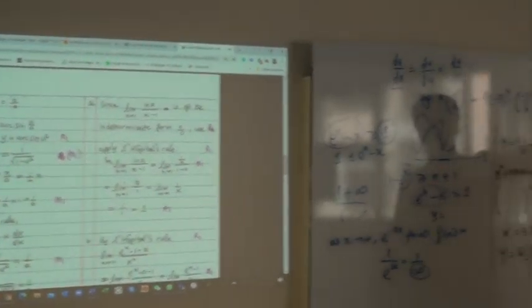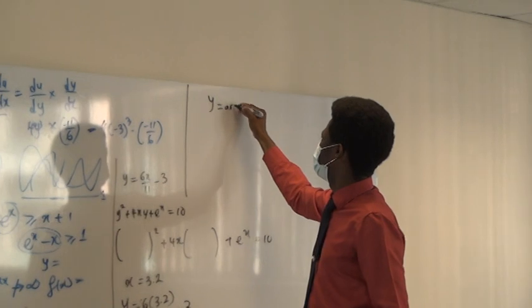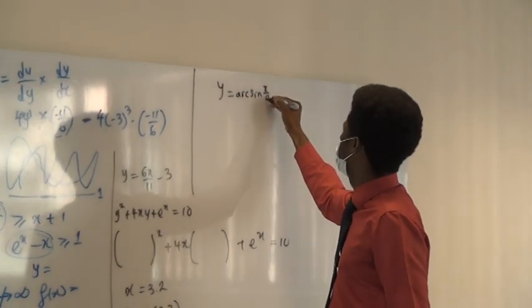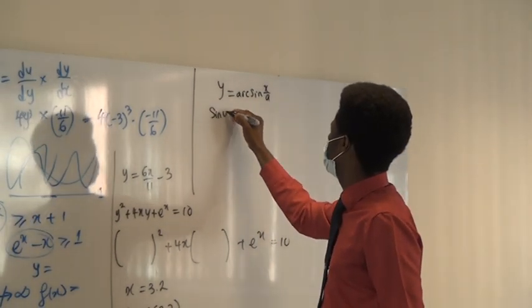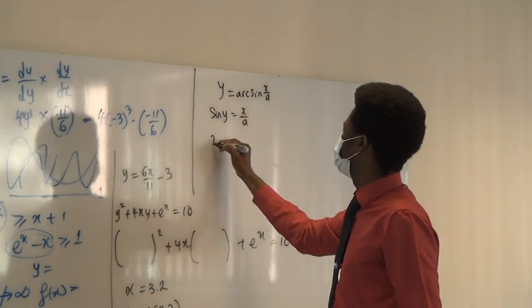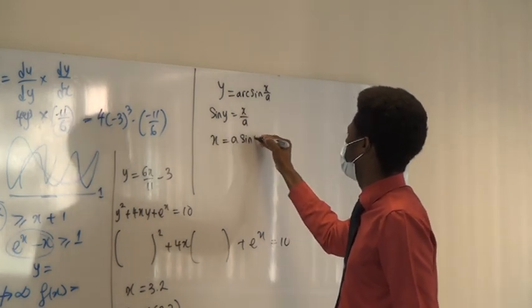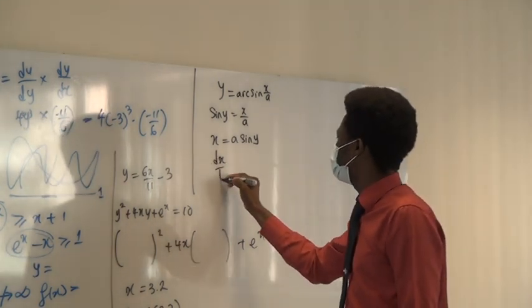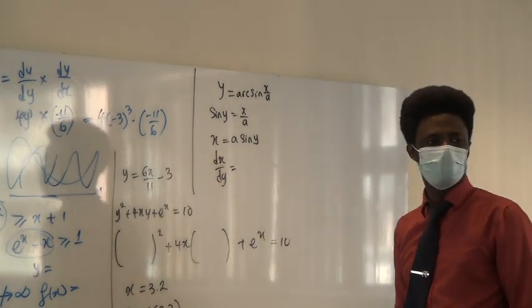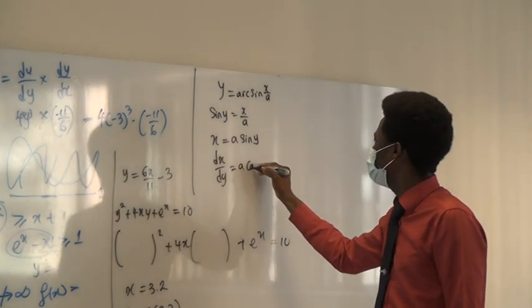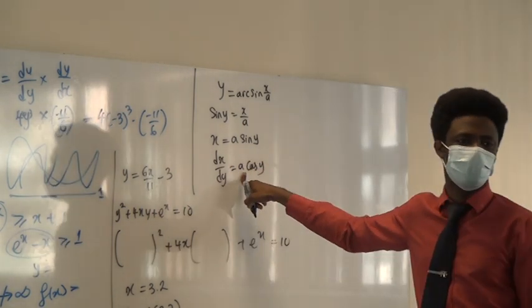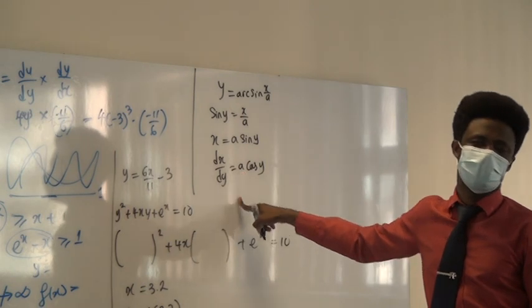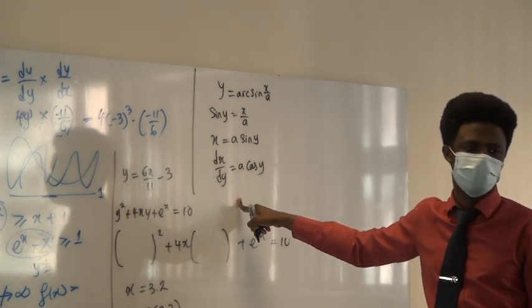Someone did this, or maybe a few people actually, arcsin(x/a). By this, it means sin y is equal to x over a, which means x is equal to a sin y. Can you see that? Then immediately dx/dy should be a cos y. Somebody omitted this a and eventually got the right answer. So I'm like, okay, it doesn't work.